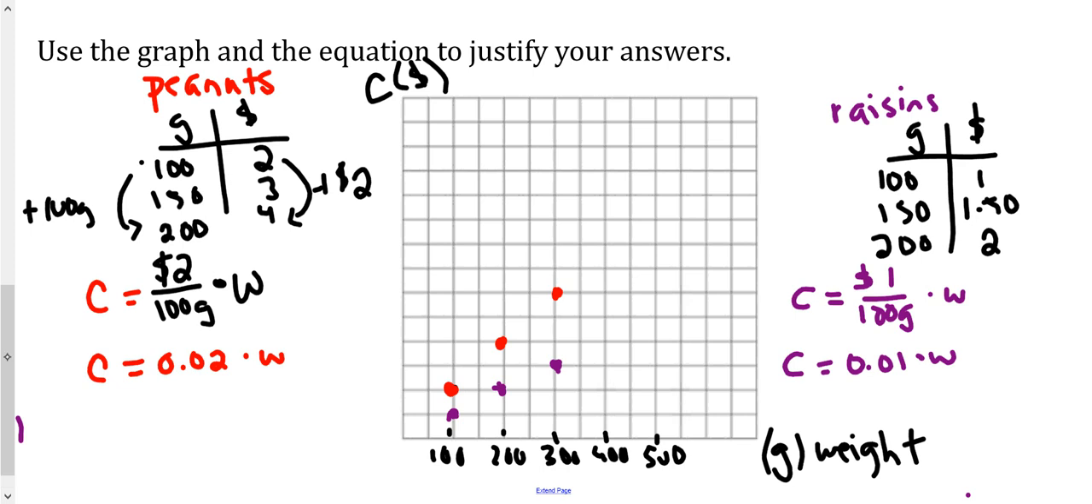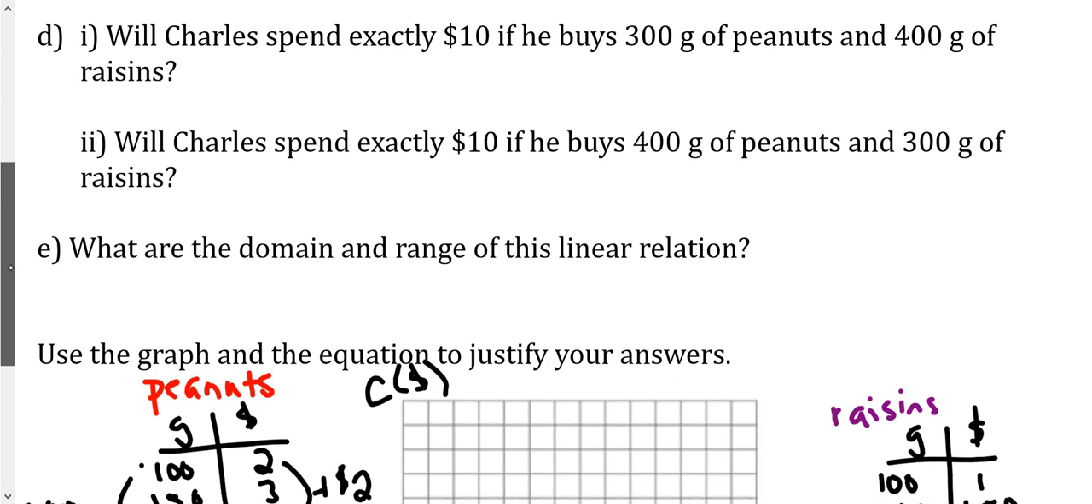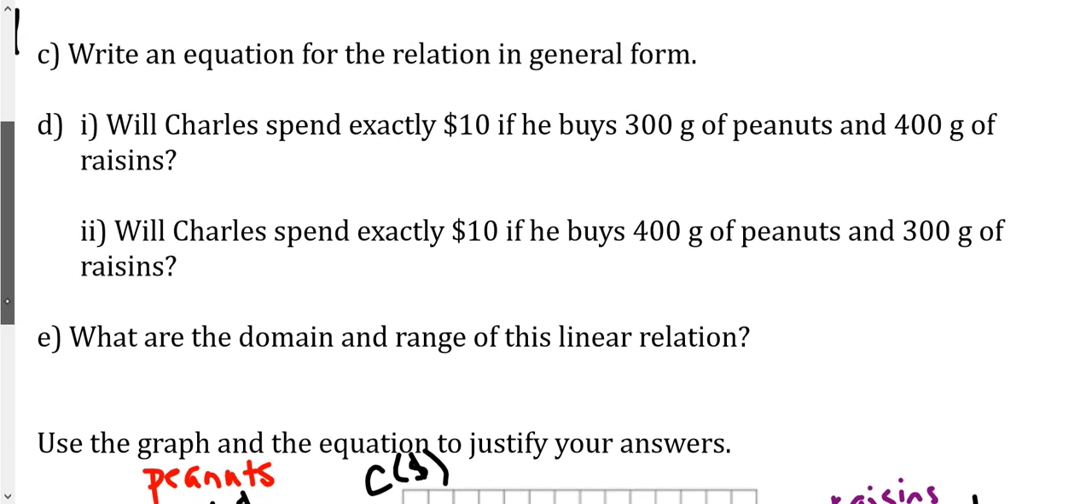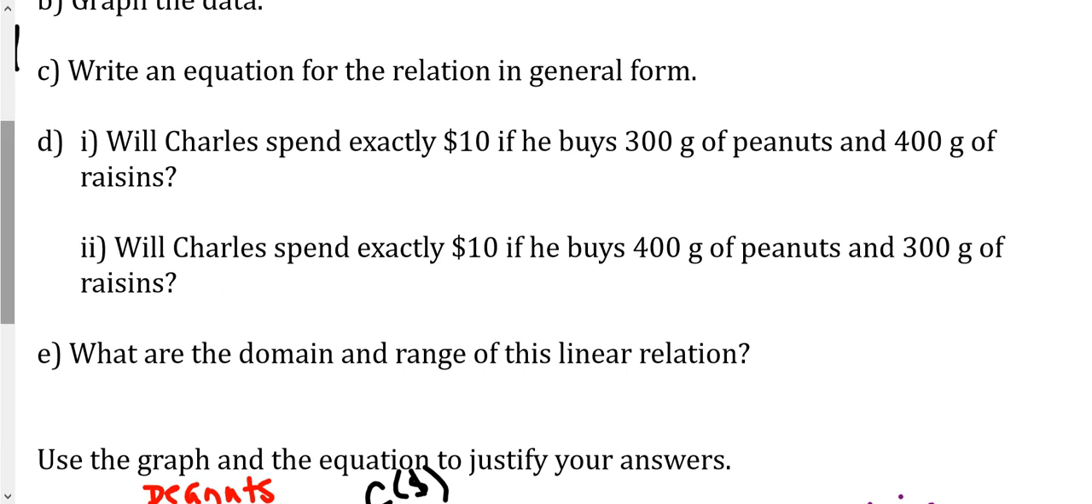Let's go back. What is the next thing they want from us? Will Charles spend exactly $10 if he buys 300 grams of peanuts and 400 grams of raisins? Well, let's see. For peanuts, we know it's 2 cents times the weight. So the cost of those peanuts is going to be $6. Right? 2 cents times 300 gives us 6.